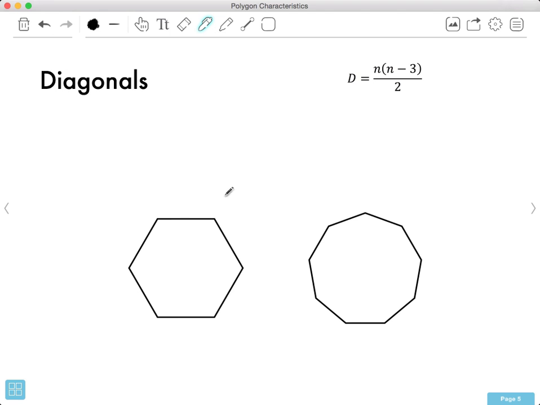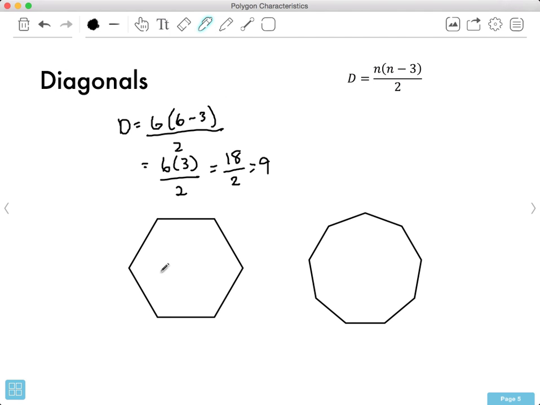In order to calculate the number of diagonals you'd have, you got a bit of an uglier formula here. The number of diagonals is number of sides times by the number of sides minus 3 divided by 2. So in a hexagon with 6 sides, I go 6 times 6 minus 3 divided by 2. Again, anything in the brackets has to be done first. So 6 minus 3 is 3. I get 6 times 3 over 2, which you could type into your calculator. It's 18 over 2, or 9.